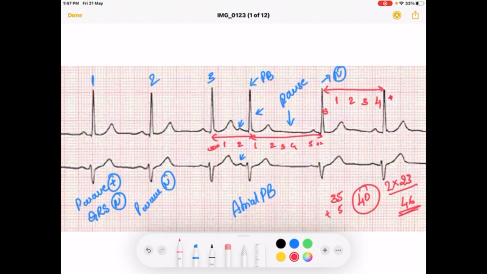So this pause is not compensating completely. So it is an incomplete compensatory pause. So this is an ECG of atrial premature beat.